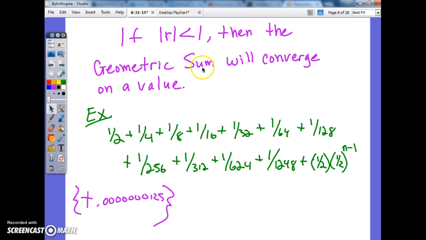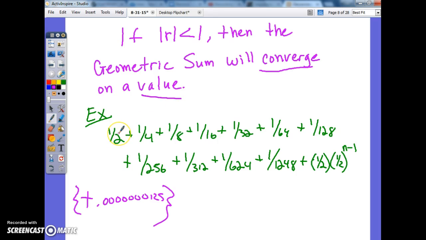Okay, if we're summing to infinity, or better yet, if we're taking the sum of infinite terms, we just keep going. If our common ratio is less than 1, then it's a fraction, okay? And when you multiply fractions, terms get smaller. So this geometric sum will converge on a value. We can actually sum up infinite terms, okay?